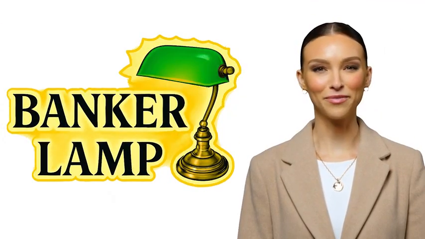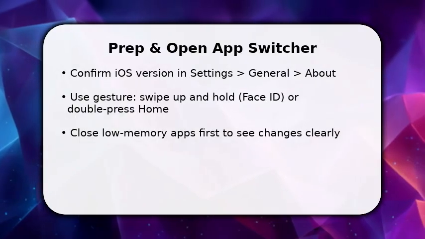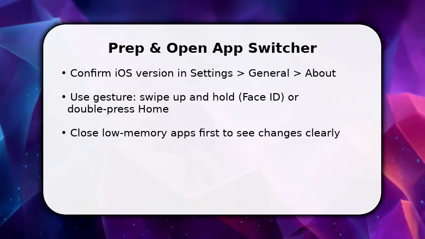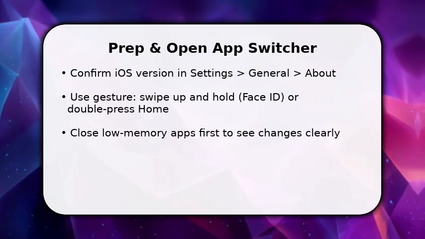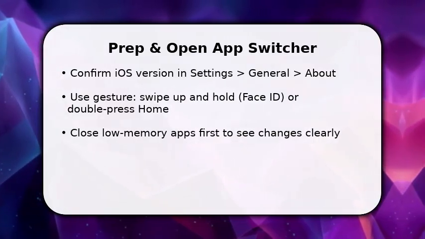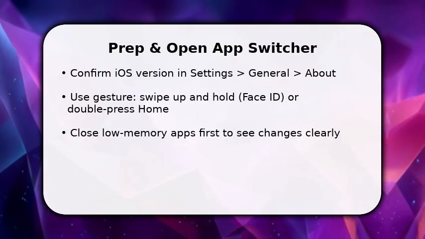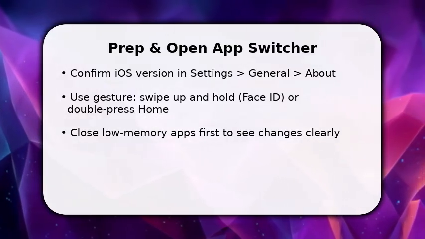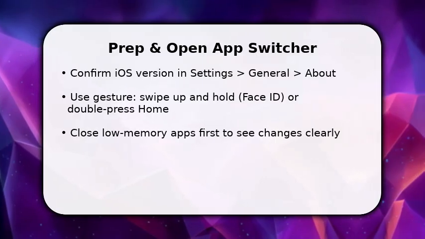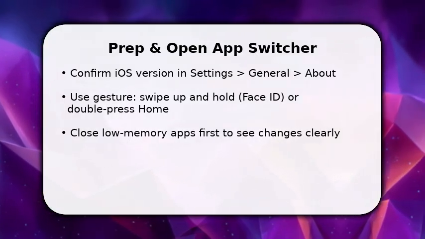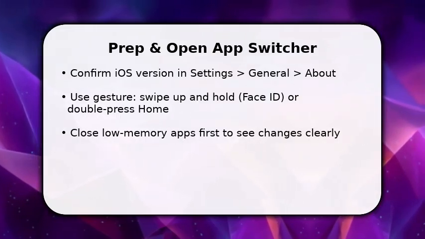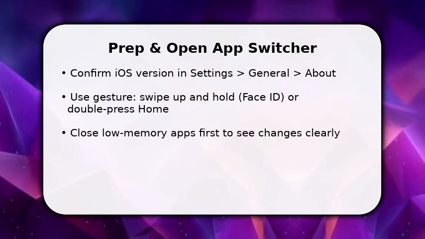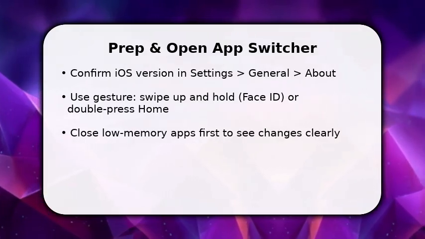Please enjoy the video. You start by confirming iOS and clearing recent heavy apps so the switcher stays responsive. Once done, show the gesture. Swipe up and hold on Face ID models. Double-press the Home button on older devices. Make sure to practice the motion once or twice. Timing matters. If you don't see cards, check that reachability or guided access isn't active. This first step gets you into the app switcher reliably and prepares the phone for the customization steps that follow.